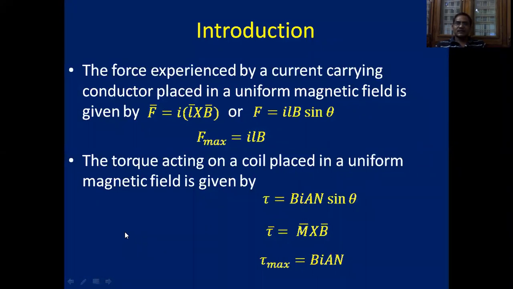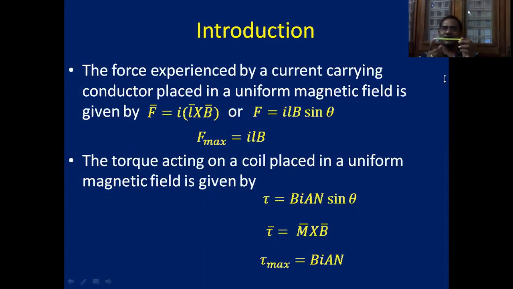In the last class, we discussed that when the current carrying conductor is placed in the uniform magnetic field of induction B, it will experience the force F bar equal I into L bar cross B bar. Its magnitude F is equal to ILB sin theta. For example, this is the uniform magnetic field direction. Now, this is the current carrying conductor carrying the current I. It is making angle theta with the field direction. Then the force acting on the conductor is given by F bar equal I into L bar cross B bar.